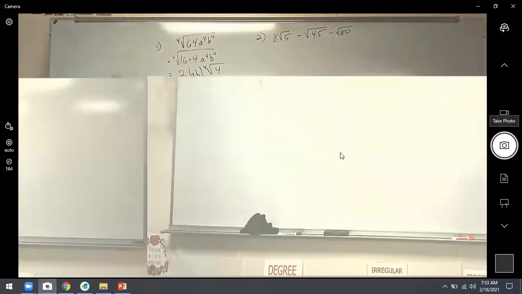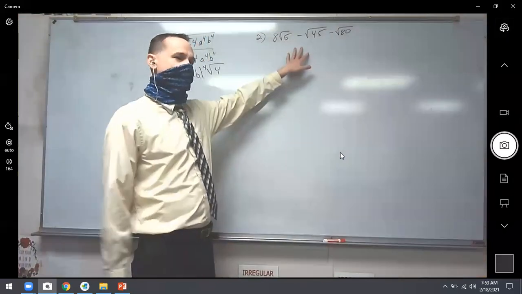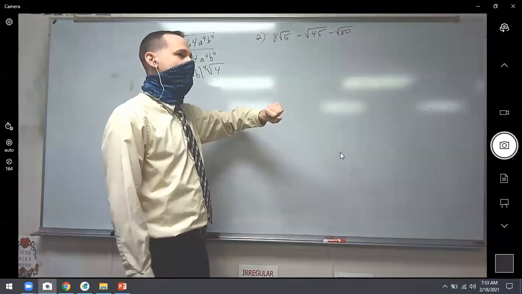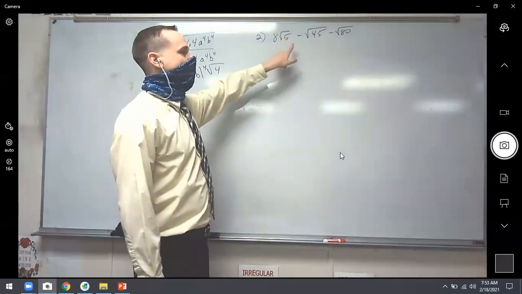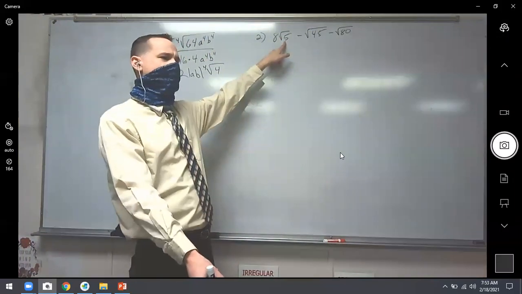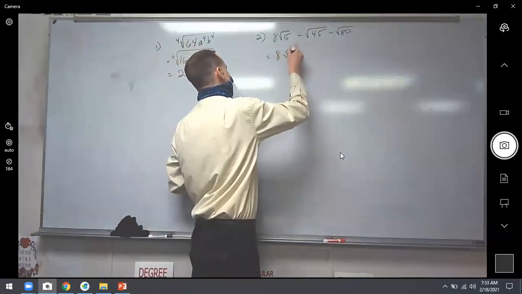8 root 5 minus square root of 45 minus square root of 80. Whenever you have problems like this, you're just simplifying again, each of them individually, and hope maybe they have something in common that you can work out. So let's get to work. Here we go. Square root of 5. You look down your squares. Does anything go into 5? The answer is no. So we can't do much with that. So we have an 8 square root of 5 here.